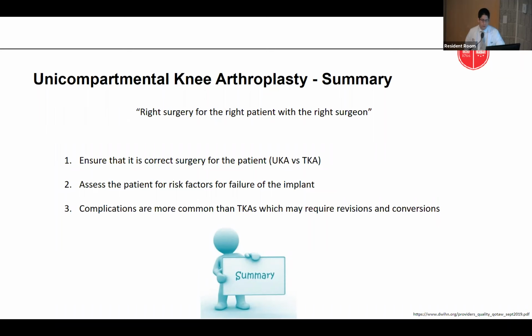And again, when I was running through the complications, a lot of them can really be affected by surgical technique. So you want to make sure that this is the right surgeon performing this procedure, ideally a joints fellowship trained orthopedic surgeon, especially since complications are more common with these. Revisions and conversions are required more often than total knees.